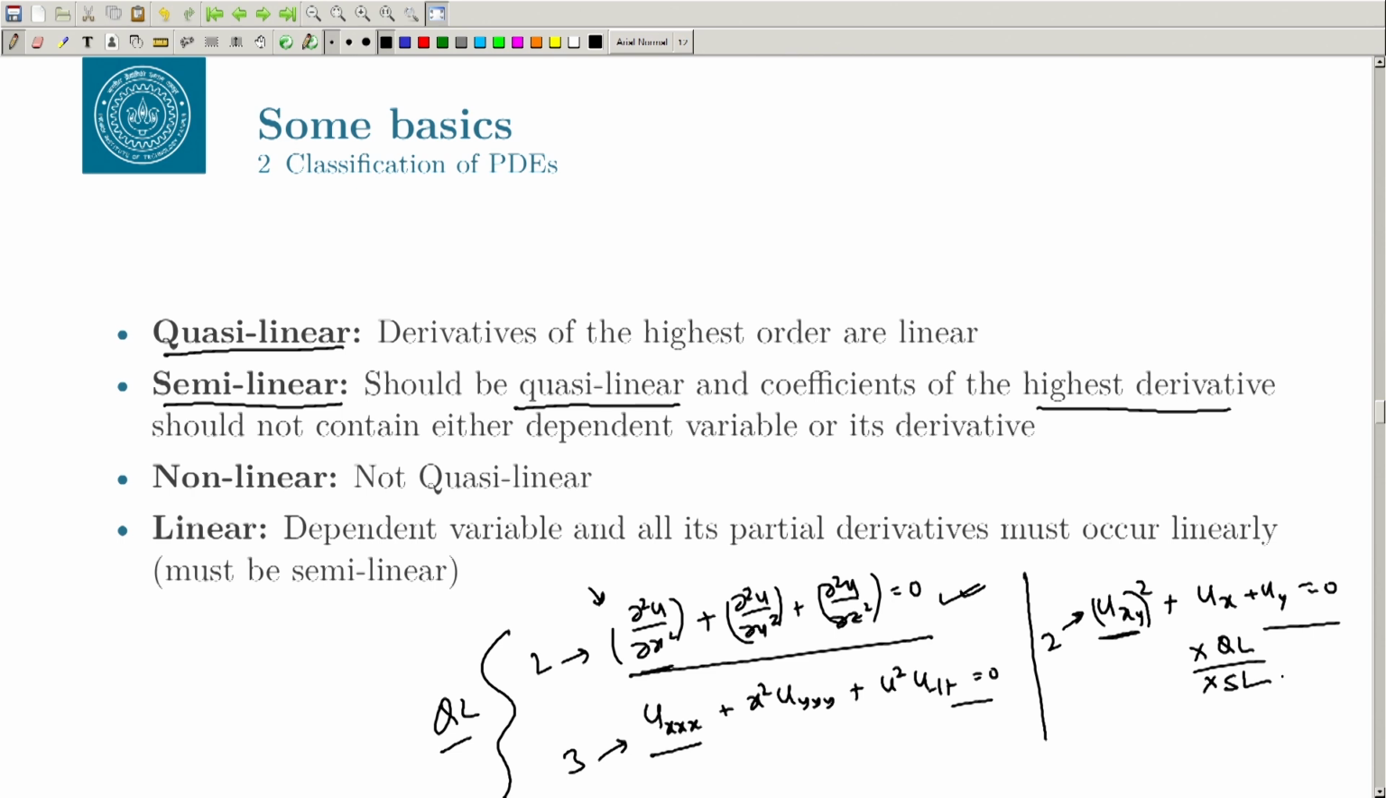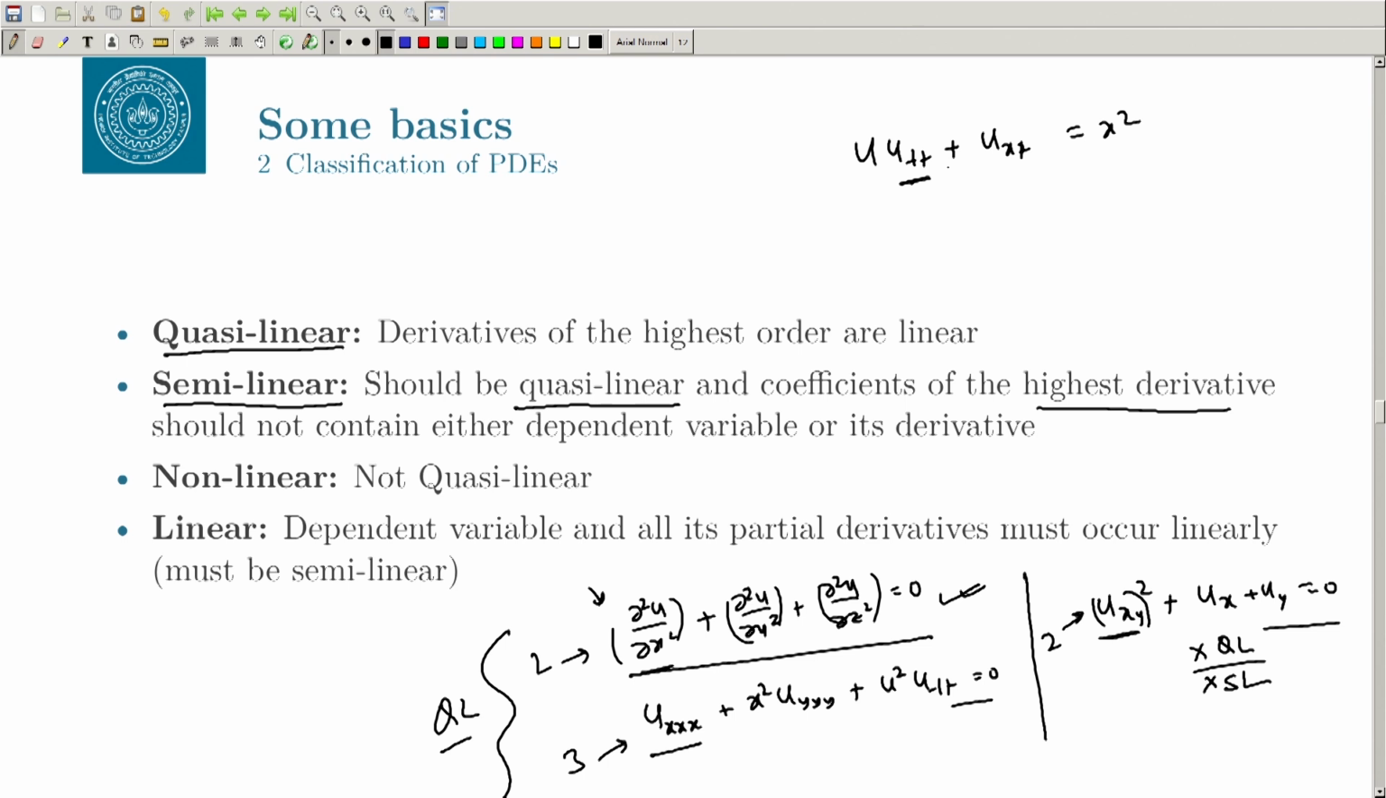That example could be, let us say, u_tt plus u_xt is equal to something, let us say x square. So, you can see that the derivatives of the highest order are linear.